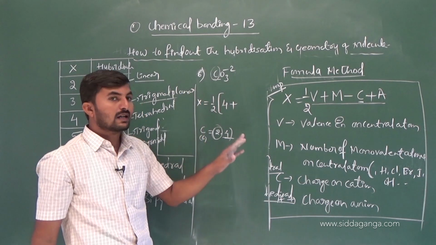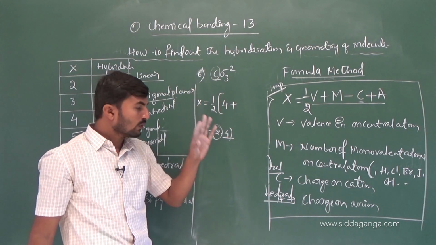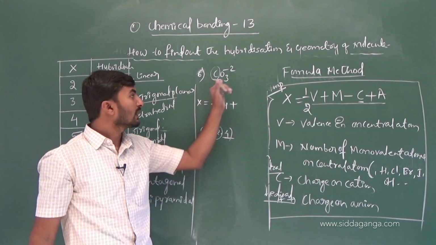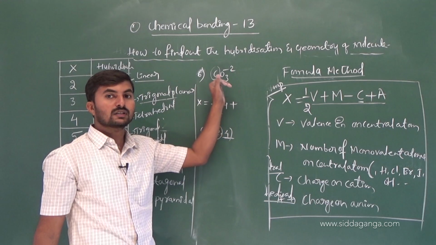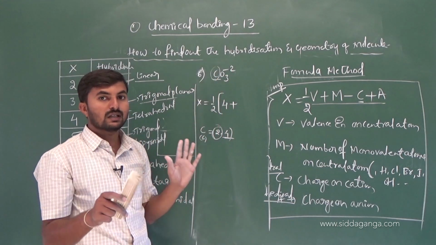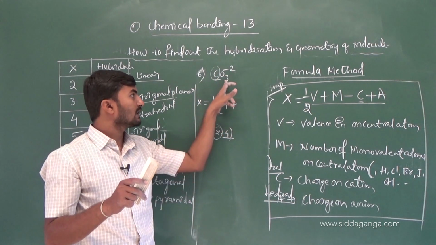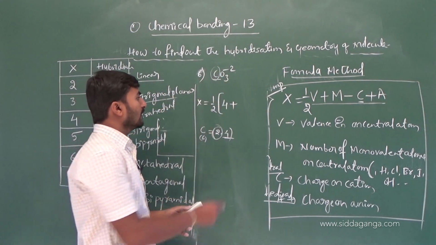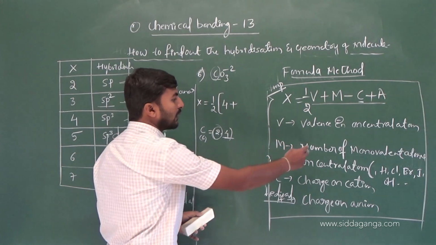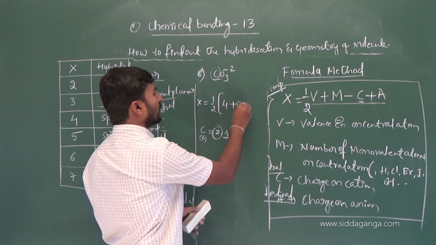Okay, if the central atom is attached with monovalent atoms, only then can we consider them. If the central atom is attached with divalent atoms, then we just leave them as they are and we do not consider those divalent atoms. That is why 4 plus number of monovalent atoms is 0.